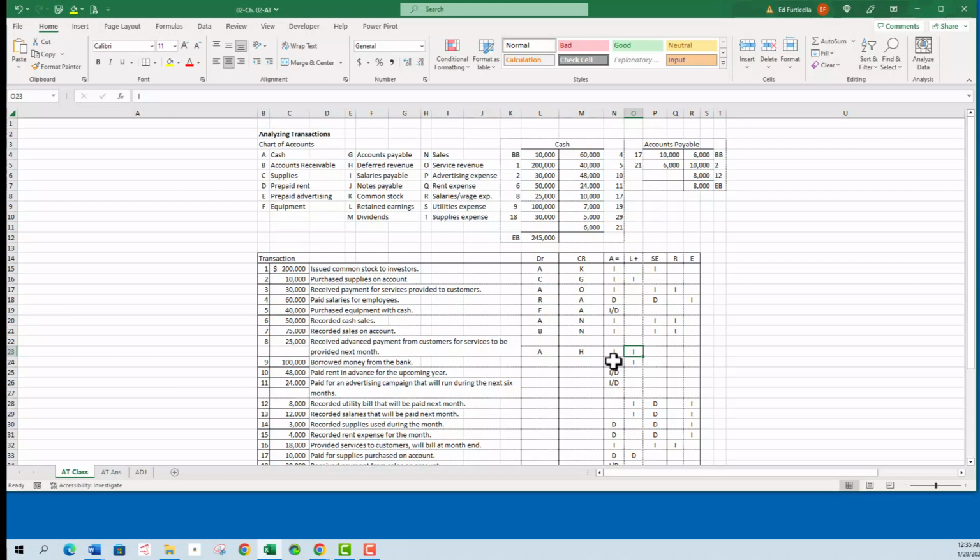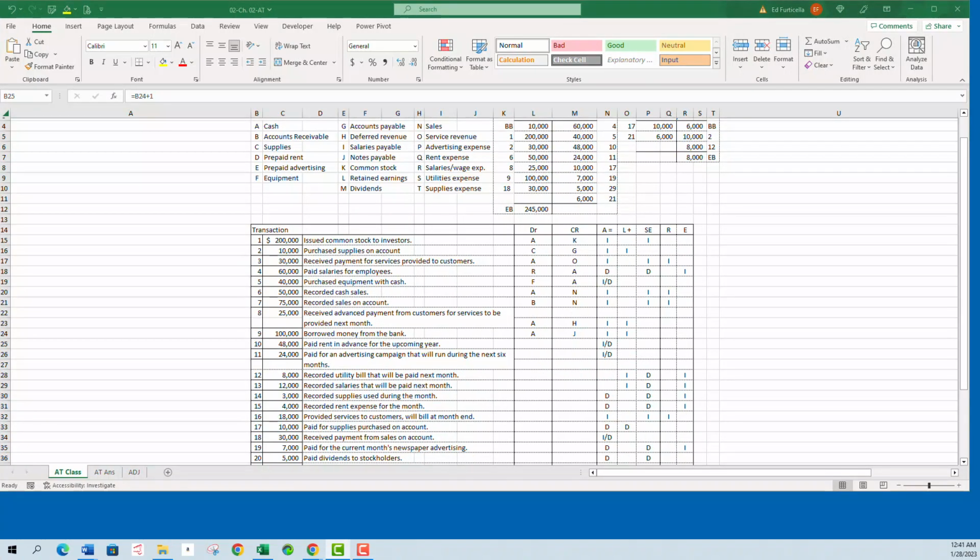Number 9 says borrowed money from the bank. The two accounts involved here are cash because we're borrowing money, and notes payable because we're borrowing money from a bank. When you borrow money from a bank, you sign a promissory note. Cash is an asset. Cash is letter A, so we're going to debit A. Notes payable is a liability. Notes payable is letter J, so we're going to credit letter J. Both the asset and the liability are increasing. When we look at the accounting equation, we see increases for both assets and liabilities.